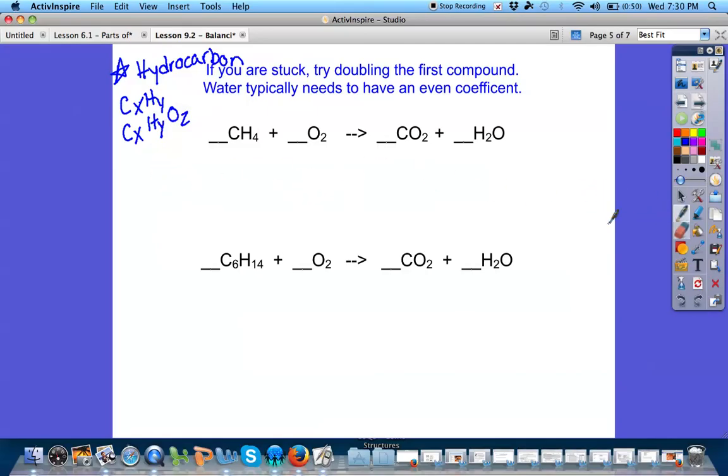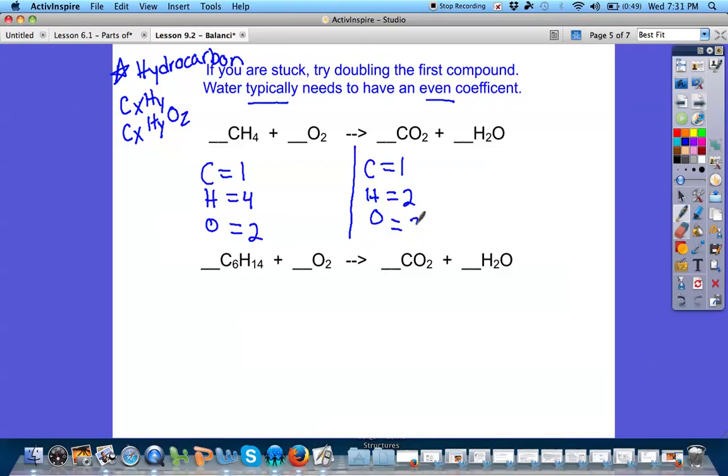The other tip that I have here for you is water typically, not always, but typically needs to have an even coefficient. So we have CH4 reacting with oxygen to produce carbon dioxide and water. Carbon, hydrogen, and oxygen are on both sides of our chemical equation. So we're going to count our atoms. We have 1 carbon, 4 hydrogen, and 2 oxygen. In our products, we have 1 carbon, 2 hydrogen, and 2 oxygen in CO2, 1 in H2O.